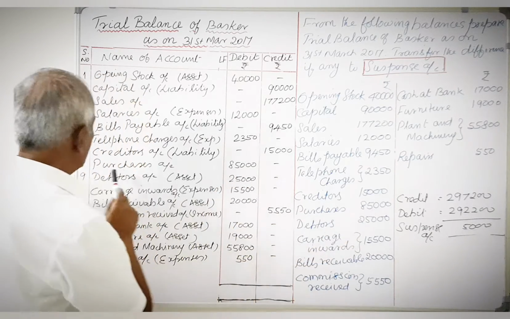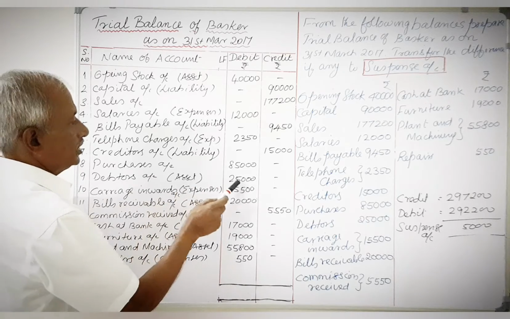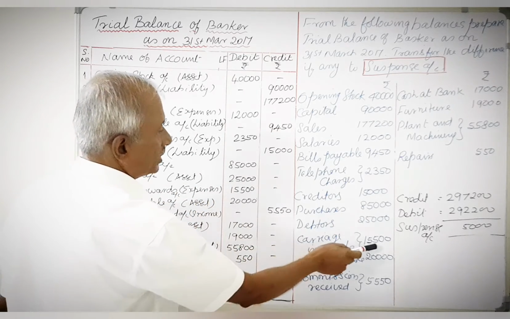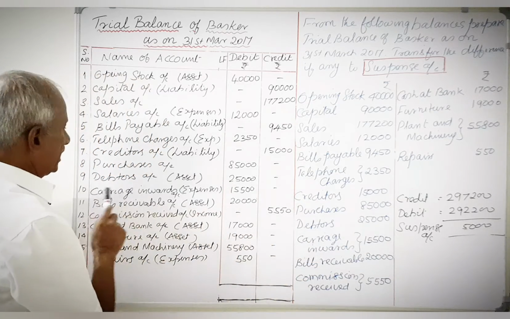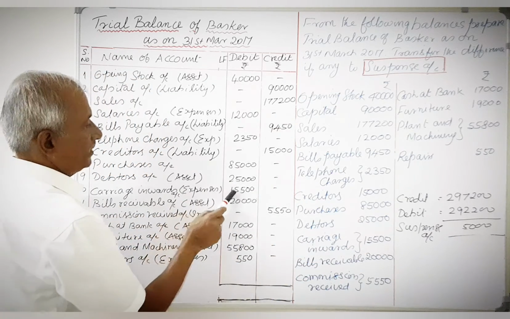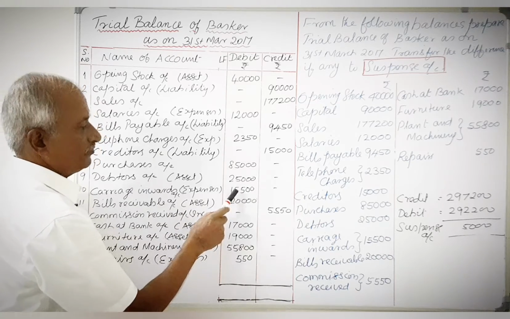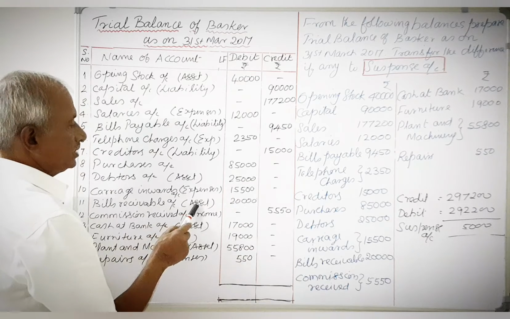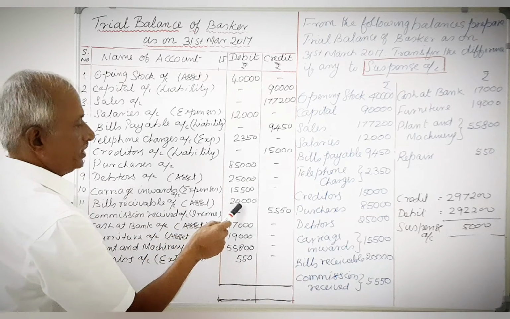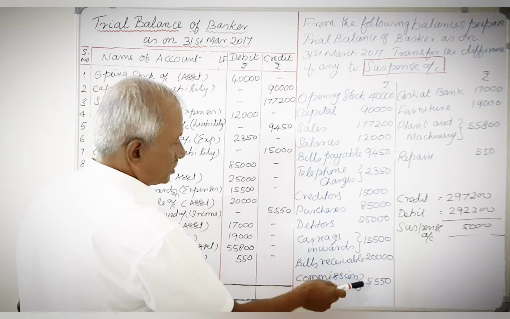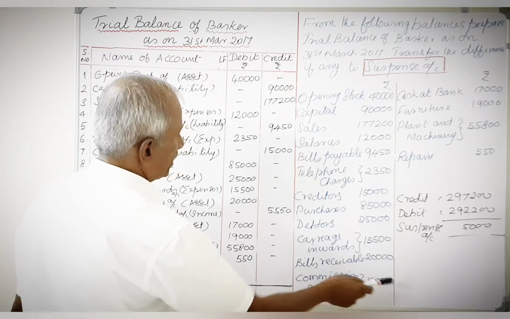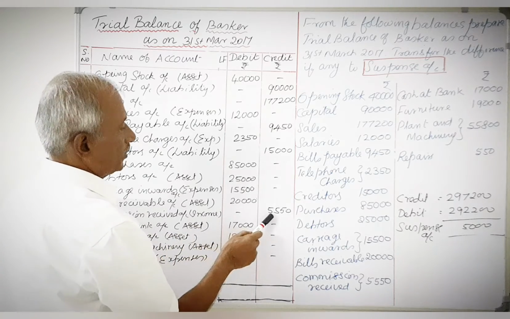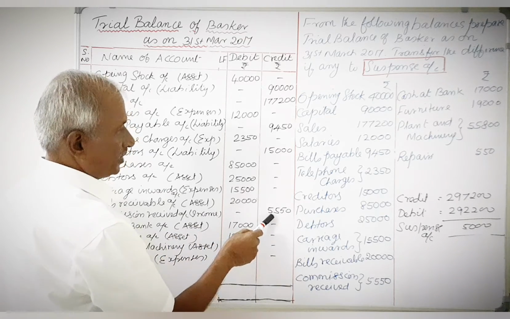Debtors 25,000. Debtors is an asset. Debit side of the trial balance 25,000. Carriage inwards 15,500. It's carriage inwards expense. Debit side of the trial balance 15,500. Bills receivable 20,000. Bills receivable asset. So debit side of the trial balance 20,000. Then commission received 5,550. So commission received is an income. So credit side of the trial balance 5,550.